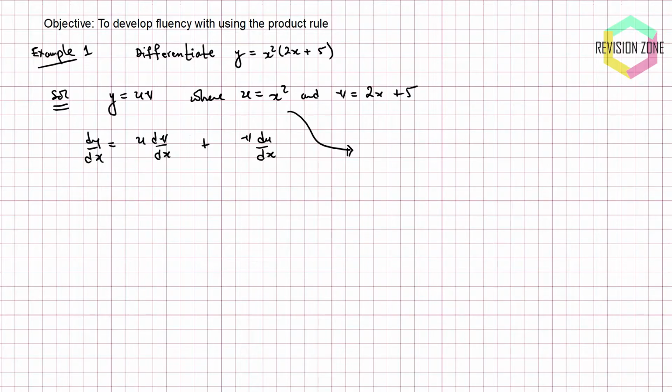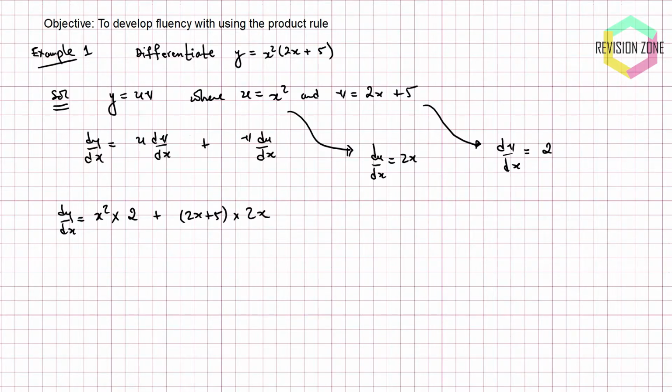If u is x squared, then du by dx is of course 2x, and if v is 2x plus 5, then dv by dx is basically 2. So once I have this, then my dy by dx is nothing other than u, well, we know that's x squared, times dv by dx, well, that's just 2, add v, well, we know that's 2x plus 5, times du by dx, well, we know that's 2x.